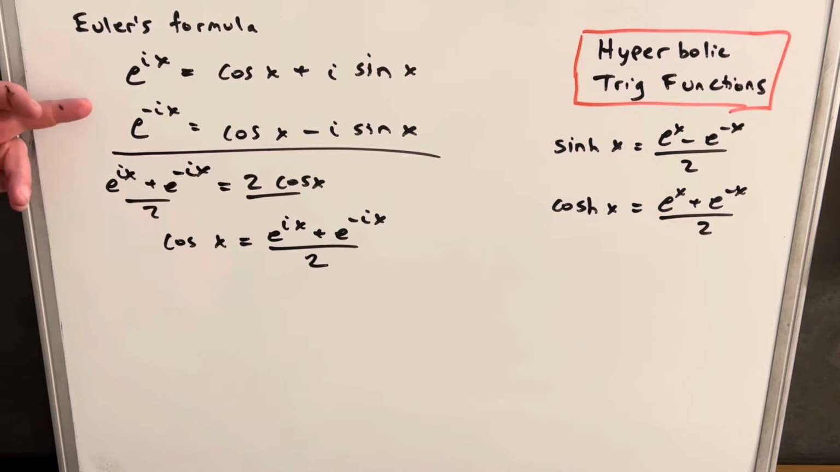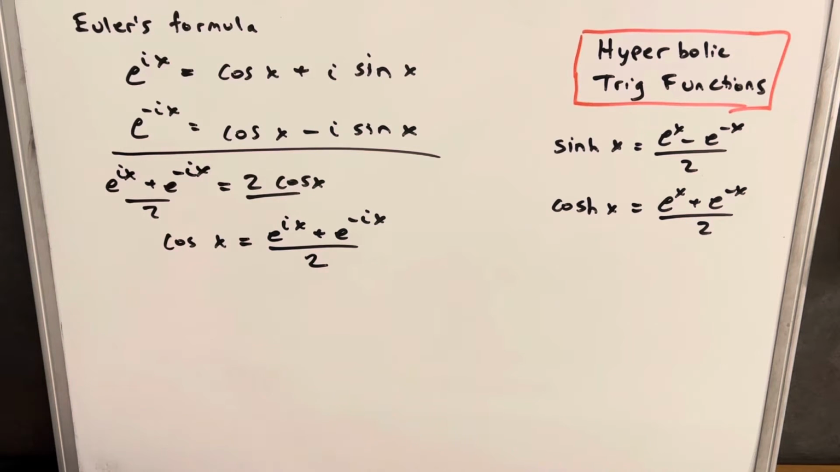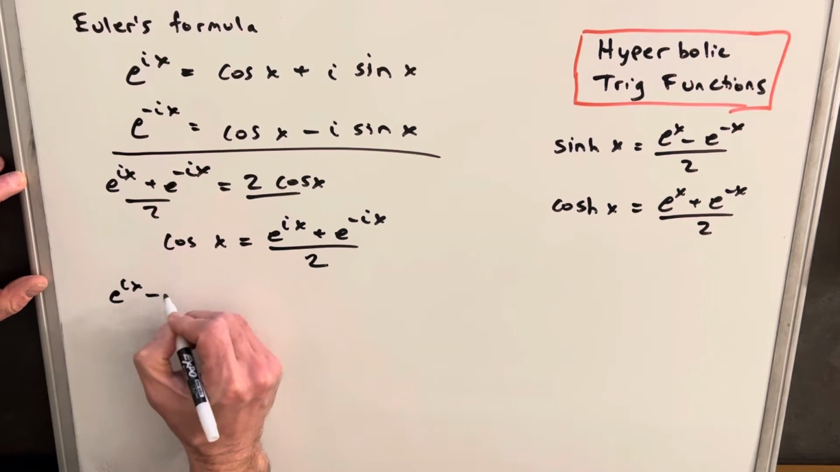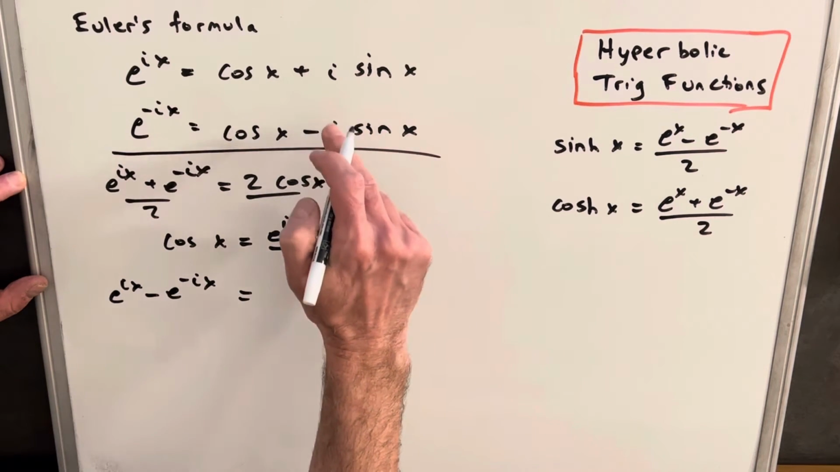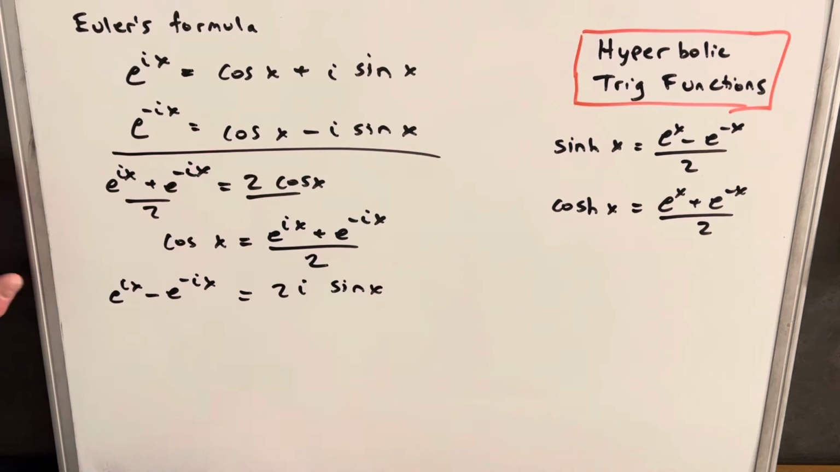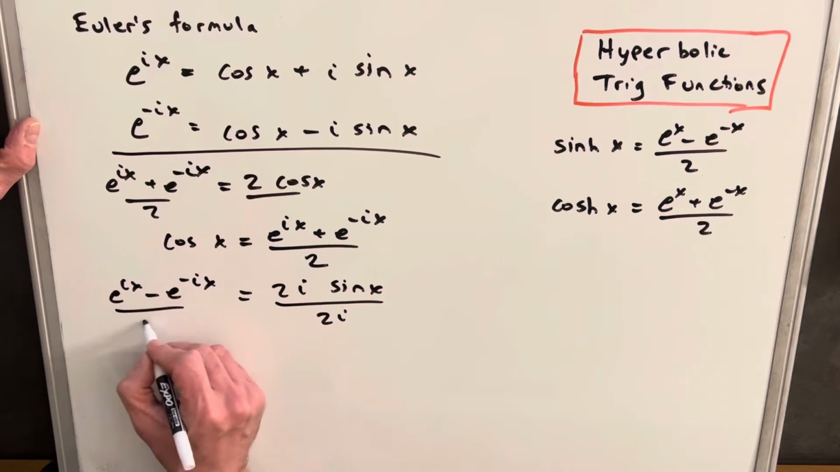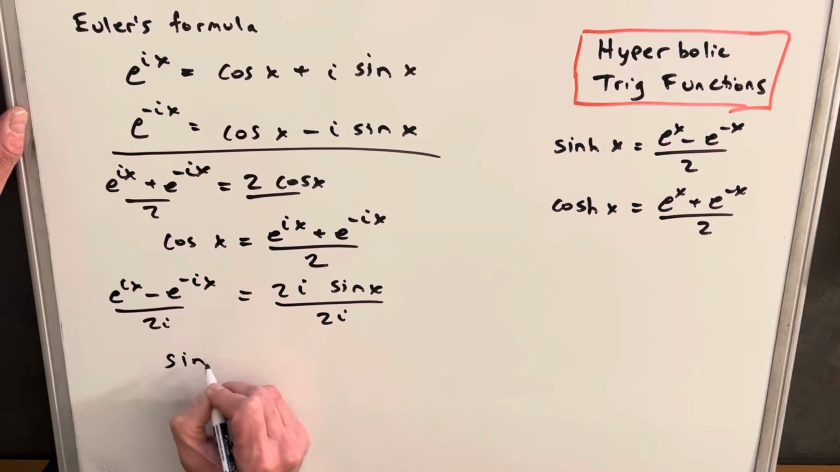And then we can do something very similar. We can just subtract these equations instead of adding them. If we subtract them, the cosines are going to cancel. We're going to get, on the left side, e to the ix minus e to the minus ix equals, and then subtracting these, we're going to have 2i sine x. But then we'll divide by 2i on both sides, and we're going to have our complex definition of sine x.